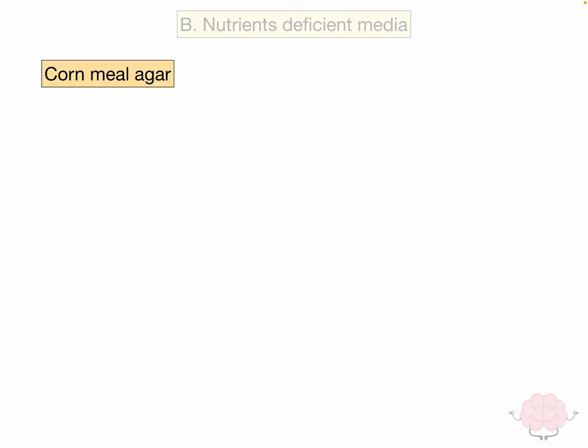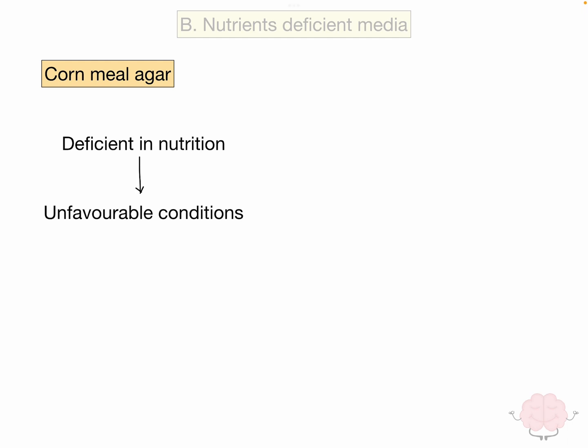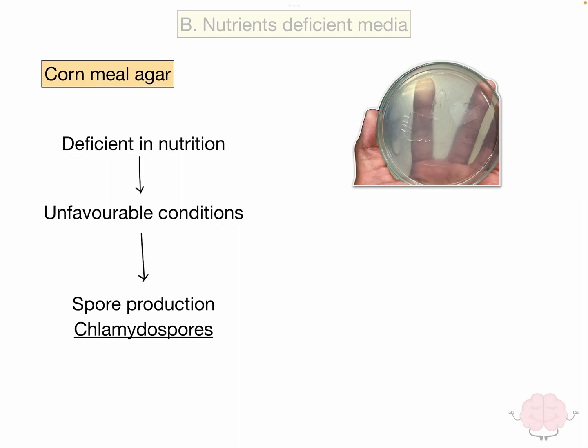Now next, the nutrient deficient media. Firstly, we have corn meal agar. It's a media which is deficient in nutrition, so it creates an unfavorable condition for fungal growth. In unfavorable conditions, the fungi produce spores. So we use corn meal agar in order to produce spores, characteristically the chlamydospores. So this is how corn meal agar looks. It's quite a transparent, translucent thing.